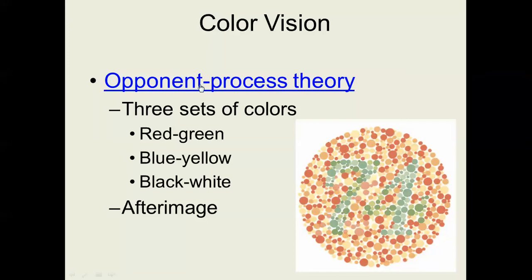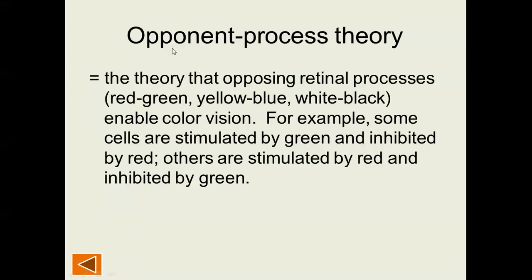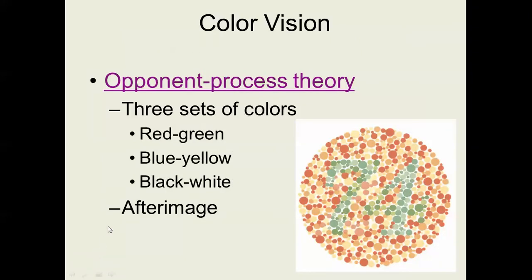Hering was the psychologist that came up with the opponent process theory. And it says that there are two additional color processes, one responsible for red versus green reception, and one responsible for yellow versus blue, plus a third black versus white process. So here are your three sets of colors. And so the opponent process theory says that in the retina and in the thalamus, some neurons are turned on by red, but turned off by green. And others are turned on by green, but off by red. And this opponent process theory helps explain what we call afterimages, and I'm going to give you an example of that.